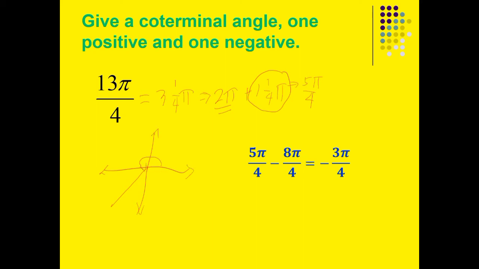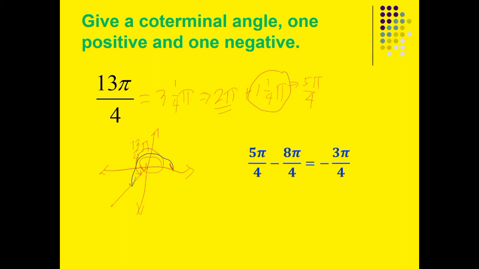So this is our 13 pi over 4, in such a way that from here to that part is the 5 pi over 4, and then the negative. So the coterminal is 5 pi over 4 for the positive value.